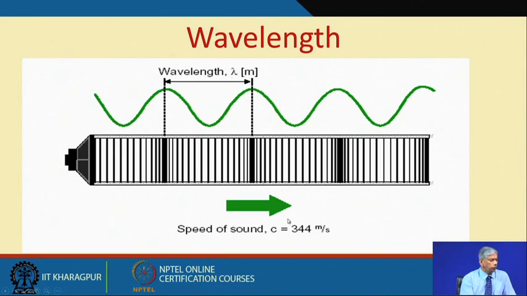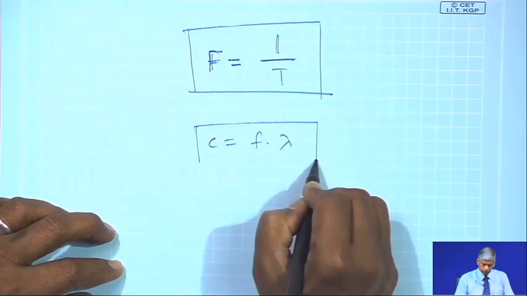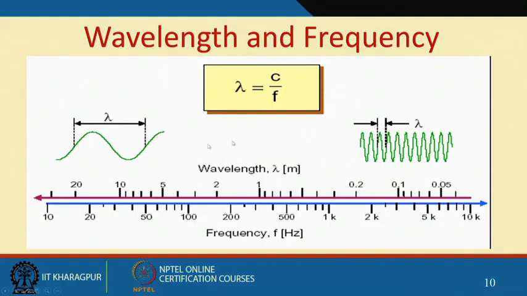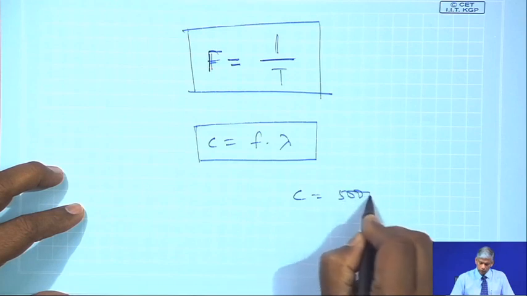So for the wavelength and speed of sound, there is again a relationship: c is equal to f times lambda. So the higher the wavelength, the lesser the frequency, and the smaller the wavelength, the higher the frequency. This is universally true. For air at room temperature and normal pressure conditions, it is 343 meters per second. The speed of sound in water is 1500, and in steel it is 5000 meters per second.